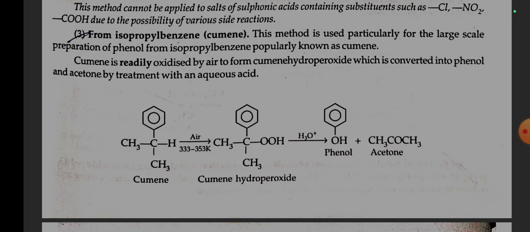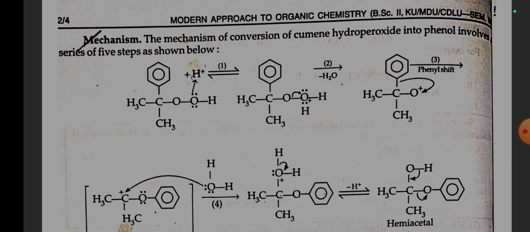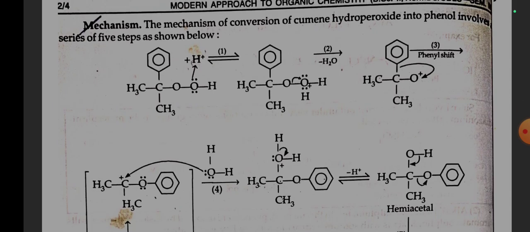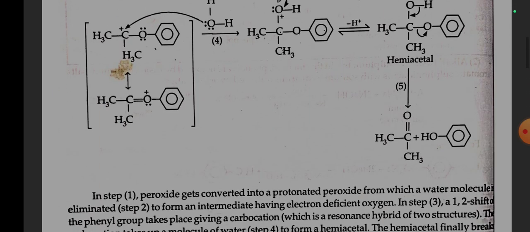This method is used particularly for the large-scale preparation of phenol from isopropyl benzene, popularly known as cumene. Cumene is readily oxidized by air to form cumene hydroperoxide, which is converted into phenol and acetone by treatment with an aqueous acid. Mechanism. The mechanism of conversion of cumene hydroperoxide into phenol involves a series of 5 steps as shown below.